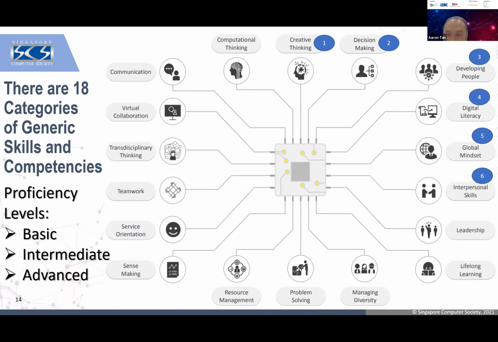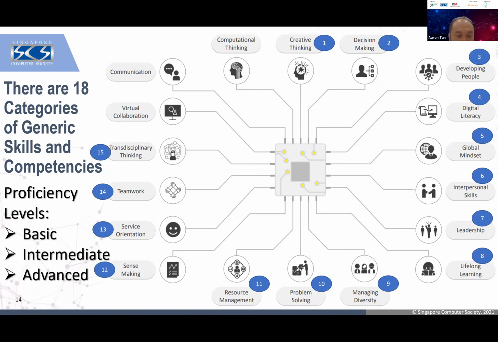Basically, because we are now living in the digital world. And then we also need to have interpersonal skill, leadership skill, lifelong learning, and managing diversity, problem solving, resource management, sense making, analyzing the situation and the context, right? Service orientation, teamwork, transdisciplinary thinking, virtual collaboration, communication, and computational thinking. So these are skills required for, in fact, not only architects, but any IT professional to be successful. So we have a long way to learn. We live to learn, right? We need to interact with people, and all these skills have 3 levels of proficiency: basic, intermediate, and advanced.